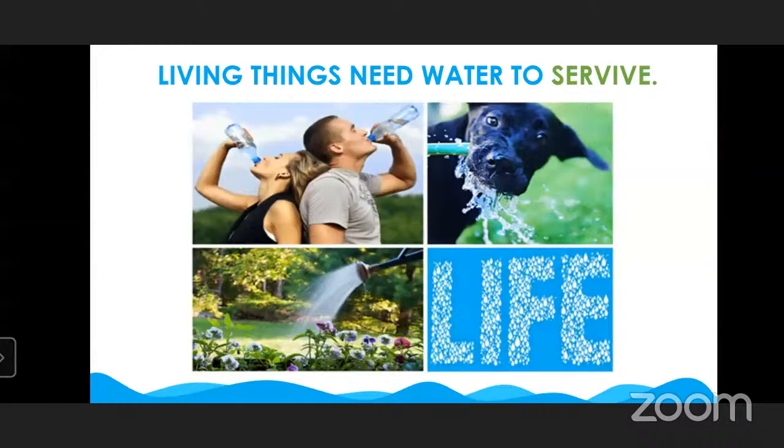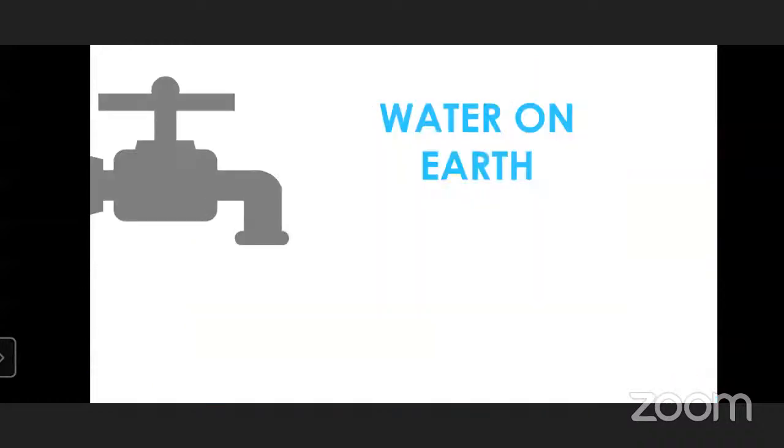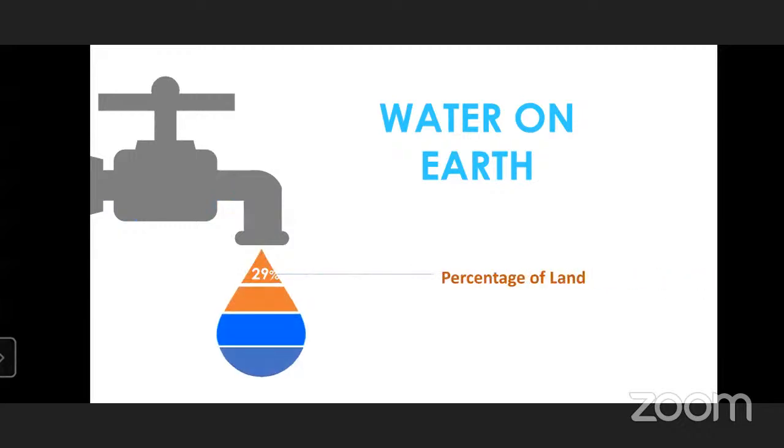Okay. Next. Water on earth. See, water is a very important factor in our life. World Water Day is celebrated on 22nd of March. See the water distribution on earth. We have 29% of land and 71% of water.